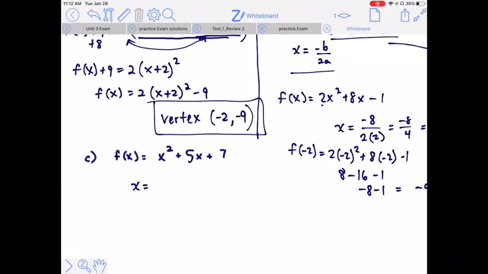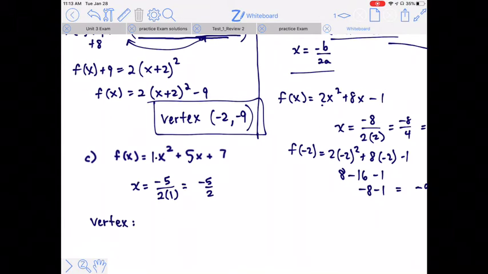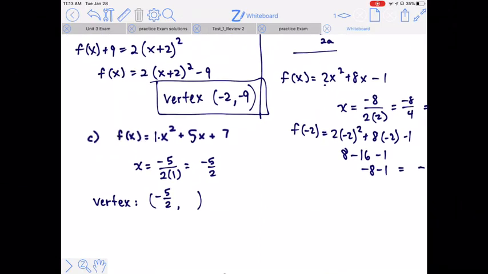Okay, going back here to part C. I'm going to go right into the vertex formula. The opposite of b divided by 2 times a. A in this case is 1. So I know the vertex has an x value of -5/2. What I need to find, though, is the y value. I can find that by evaluating the function at that value.